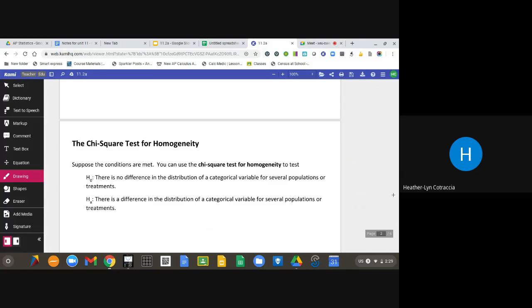So here are your hypotheses: that there is no difference in the distribution of categorical variables, and then there is a difference. So very, very similar to the chi-squared null and alternative hypotheses. There isn't a difference, and there is a difference.